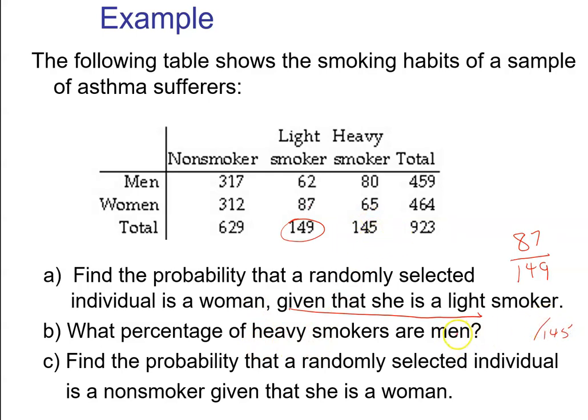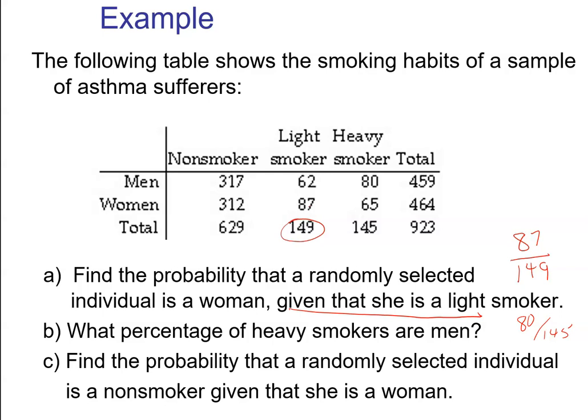We want to know that they are male, and 80 of those are male. So 80 out of 145. So again, the given is in the denominator, right? And in the numerator is both of them occur. So it'd be a male who is a heavy smoker.